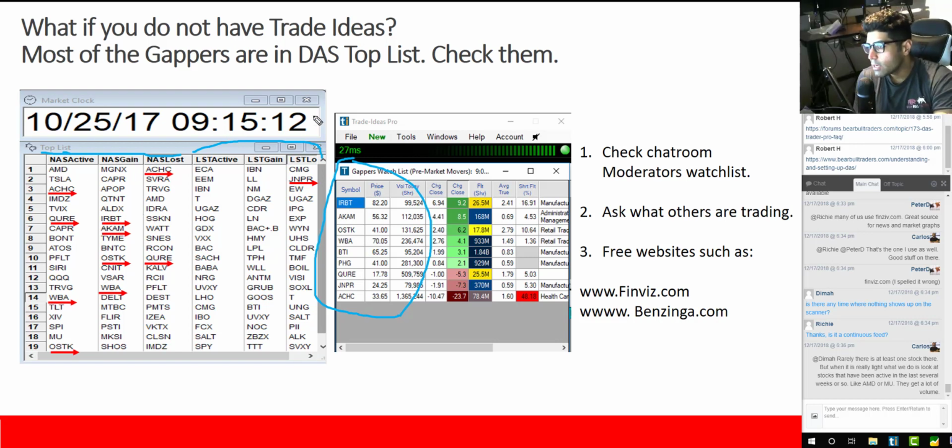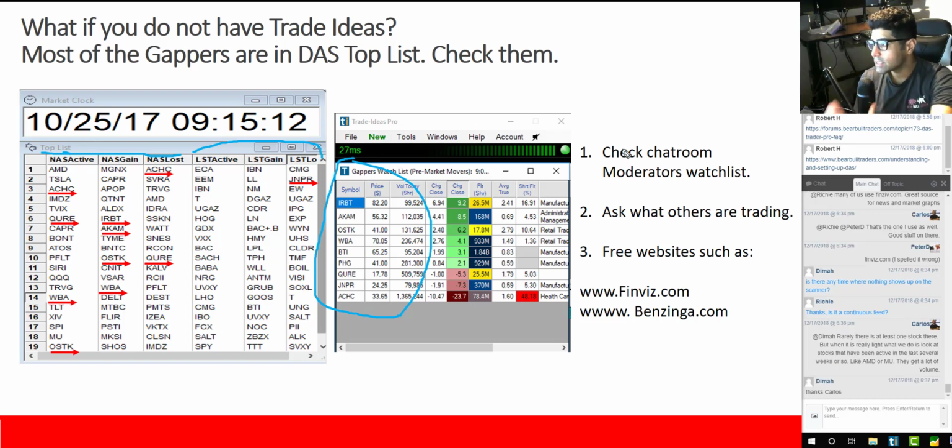Or if you are part of a trading community, just see what the moderators are looking at, or ask other traders, what are you guys trading? Because as a trader, you really want to trade what other people are trading. Or there are some websites, Finviz and Benzinga, that also freely publish some of the hottest stocks. Or sometimes you can find it on Twitter, StockTwits, or other social media.